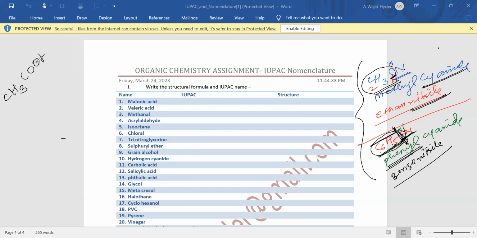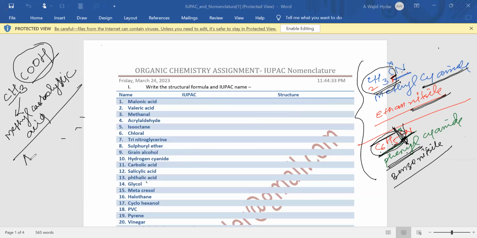Here also, if you will not be considering the carbon of COOH in the longest possible carbon chain, then what would this be? Methyl. And what is this? Carboxylic acid. So this is methyl carboxylic acid, or its common name is acetic acid.